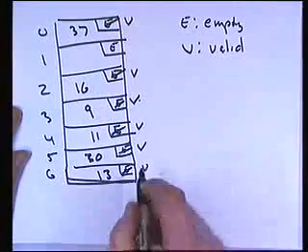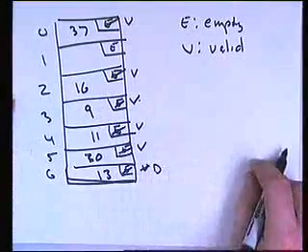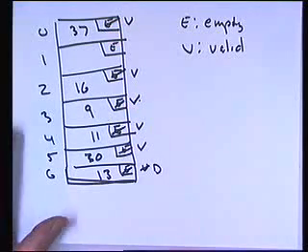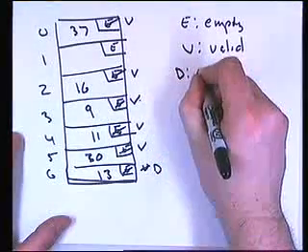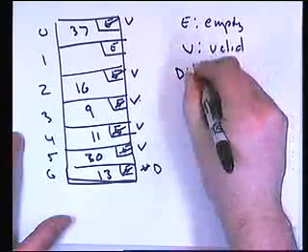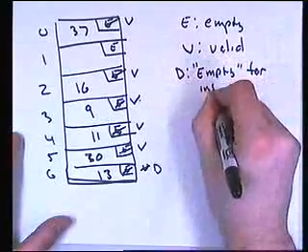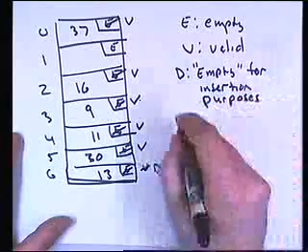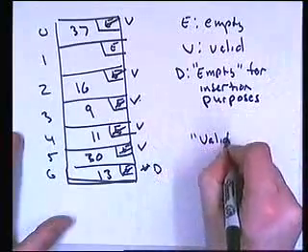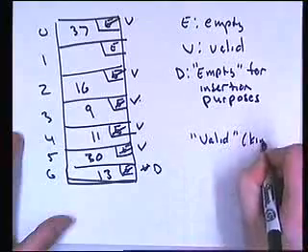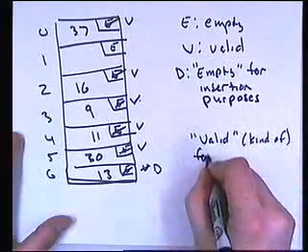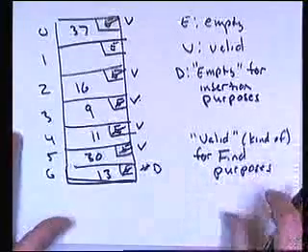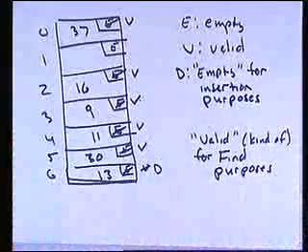Now when I get rid of 13, all I do to do that is I mark this deleted. And what the deleted tag will mean is it'll mean empty for insertion purposes, and it will mean valid, kind of, for find purposes. I say kind of because it's not valid for the actual value 13.